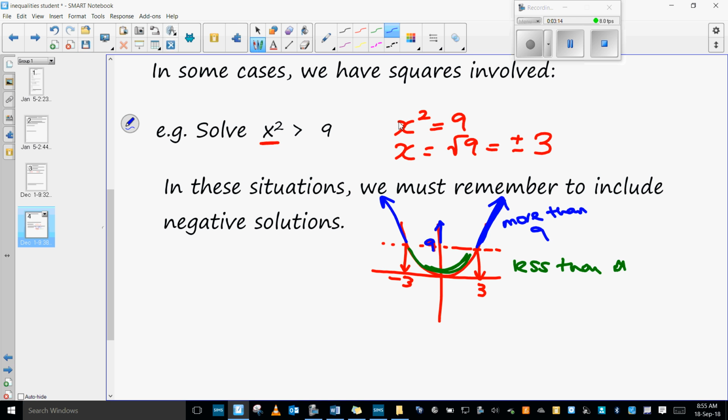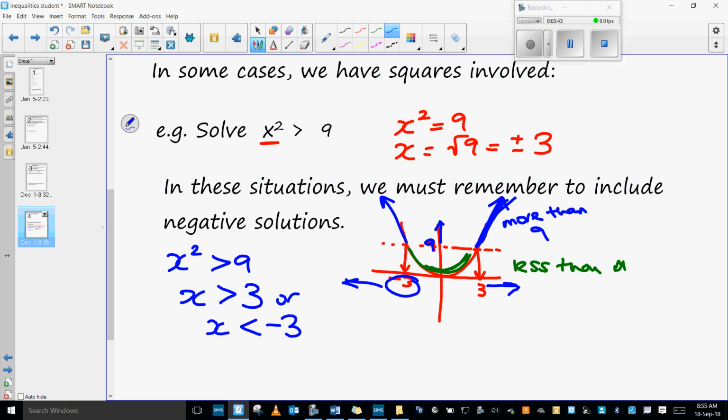So for our graph to be more than 9, it shoots out over this way, which means that my values of x must be greater than 3. So for my x squared to be greater than 9, my x has to be greater than 3, or x has to be less than negative 3. So your final answer must include both of them, because my values of x could be more than 3 or less than negative 3.